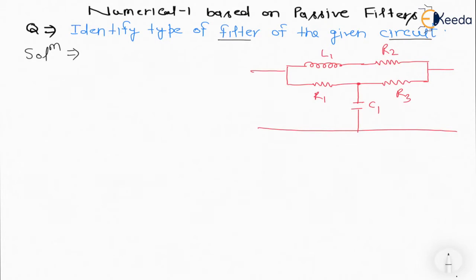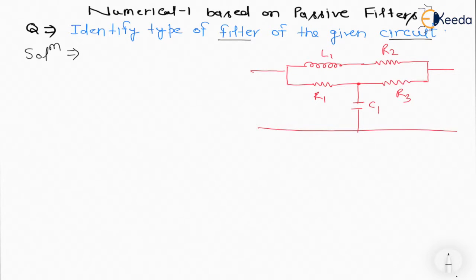Here is the given question. Identify the type of filter of the given circuit. So this is the given circuit and we have to identify which type of circuit it is. It is low pass, high pass or band reject filter.